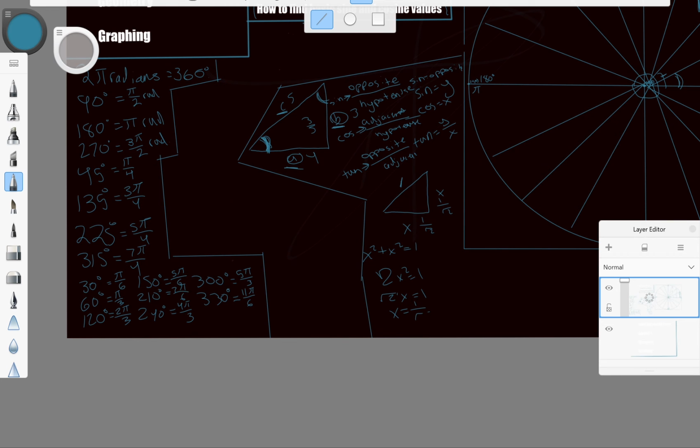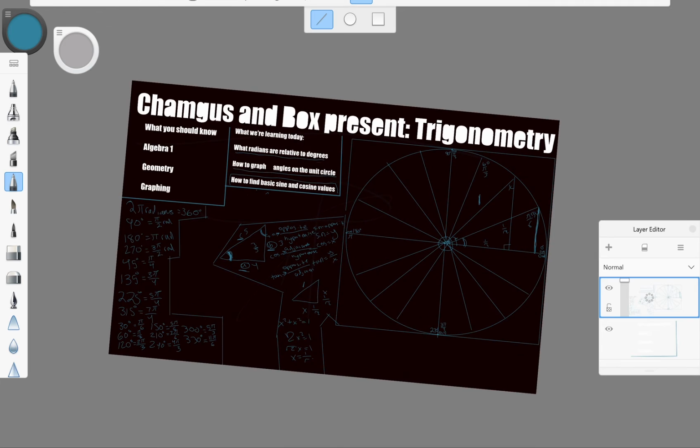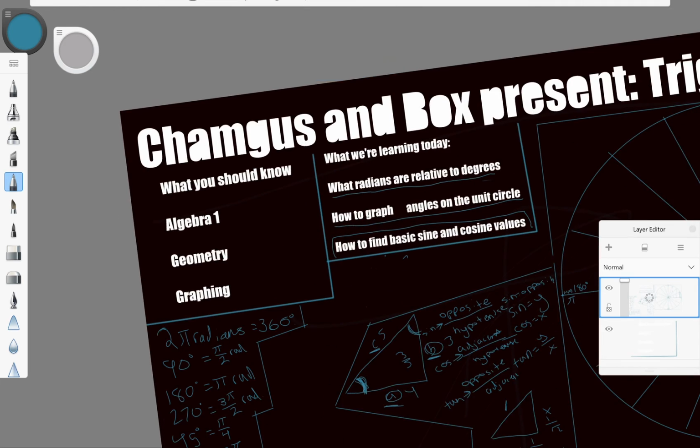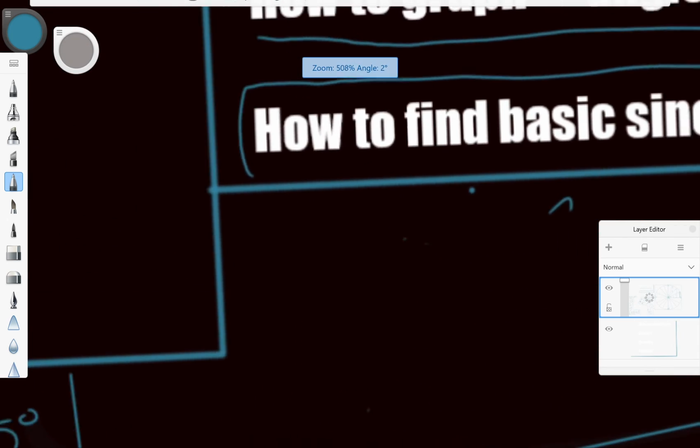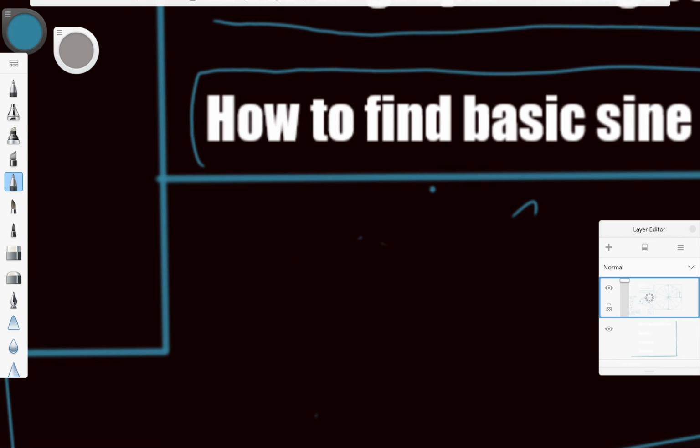Man, look at me go. There we go. So it's divided up. That's our workspace, right? So we know that. So let's save some space here, right?